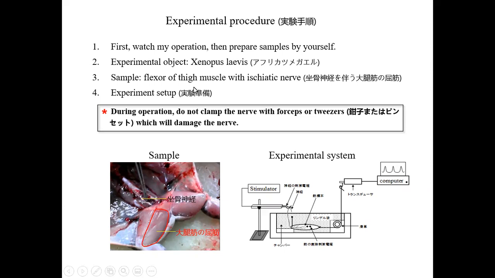In these experiments, we are going to prepare the sample from Xenopus laevis. The flexor muscle of the thigh with the ischiatic nerve will be separated from the frog. So this muscle plus this nerve. After isolation, the sample will be put in a chamber filled with liquid solution. And we are going to set up experiments like this.